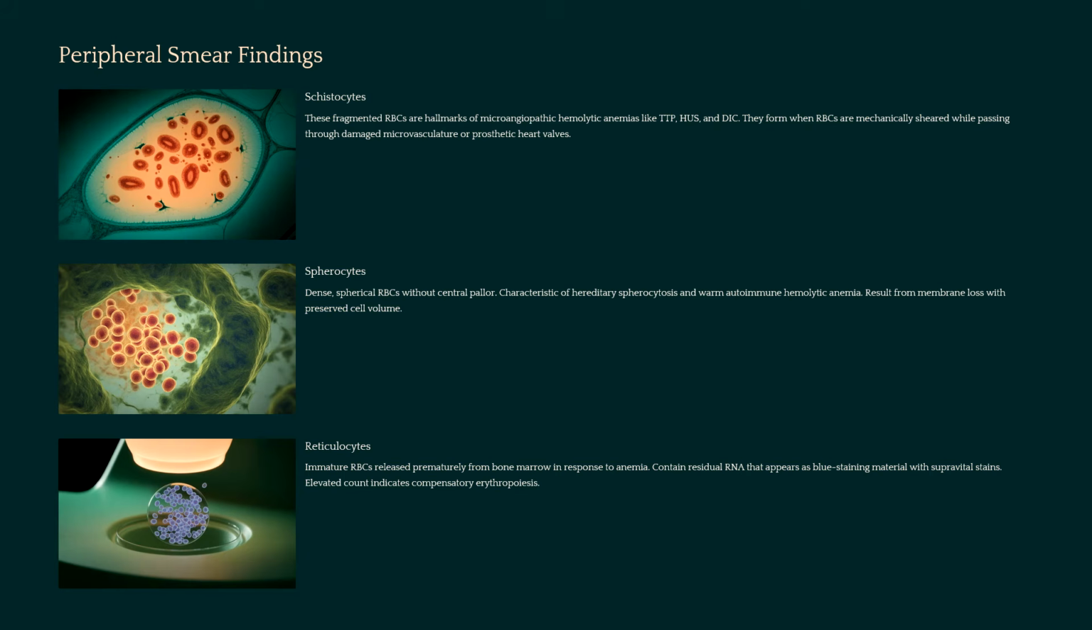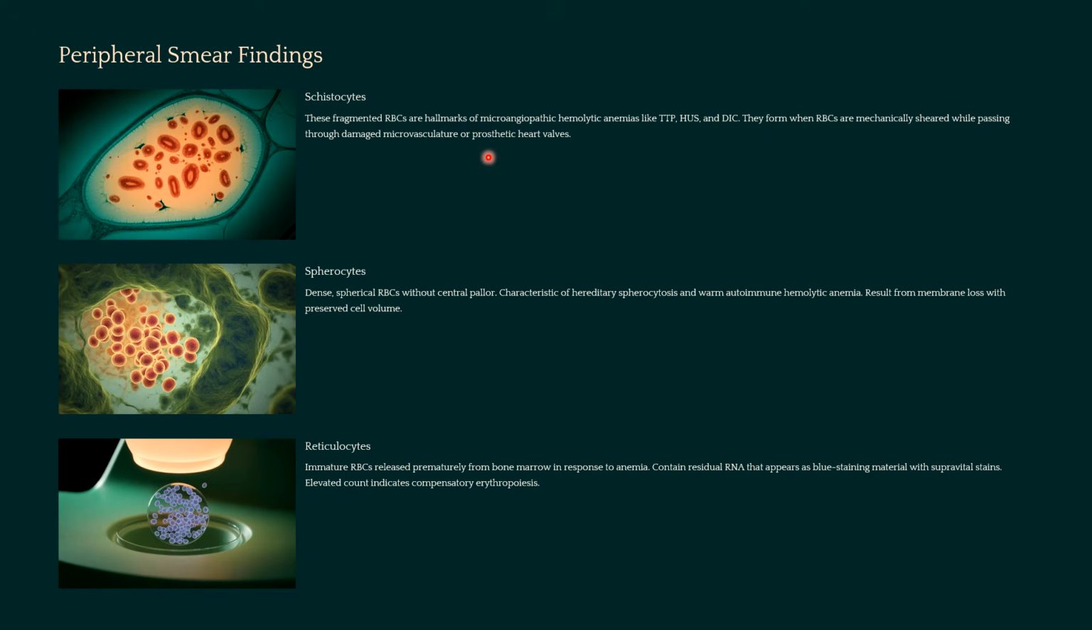So these are the peripheral smear findings. If we make a smear and look at it, what will we find? Schistocytes, these fragments look like this. These fragmented RBCs are hallmarks of microangiopathic hemolytic anemias like TTP, HUS, and DIC. They form when RBCs are mechanically sheared while passing through damaged microvasculature.